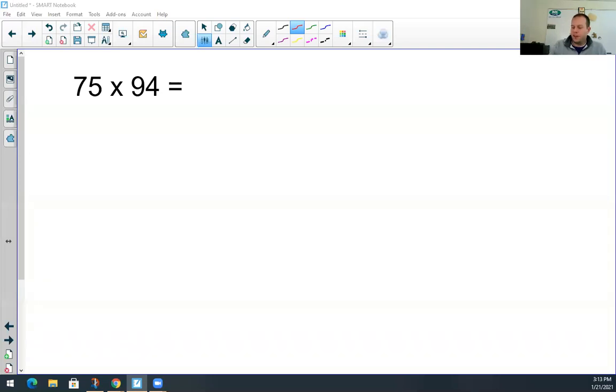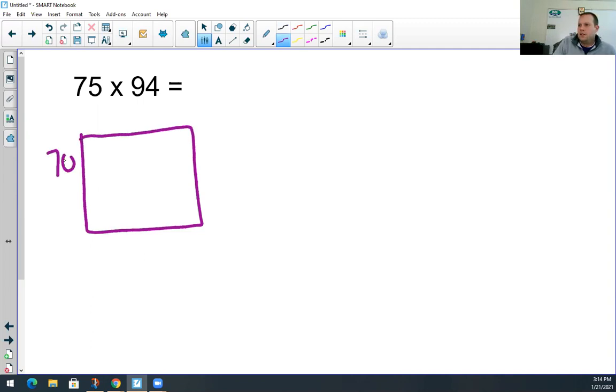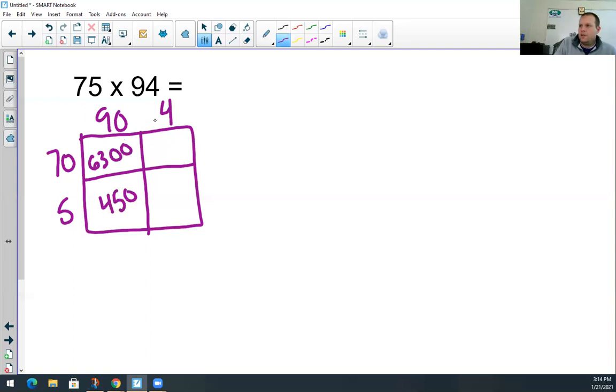Okay, so hopefully I can hear myself thinking now. You should have paused already at this point to start this problem, 75 times 94. If not, hit pause now, and then I'll start. Okay, 75 times 94. If we're doing area model, 70 and 5, 90 and 4. Ooh, these boxes are small. 6,300, 450, 280, and 20. Those are the 4 totals that should be in your boxes.